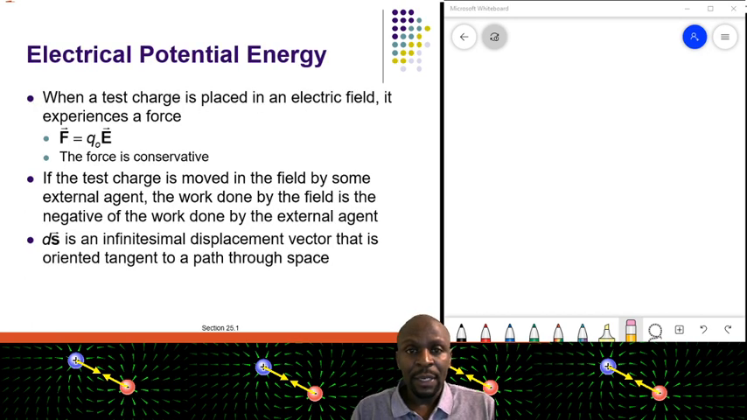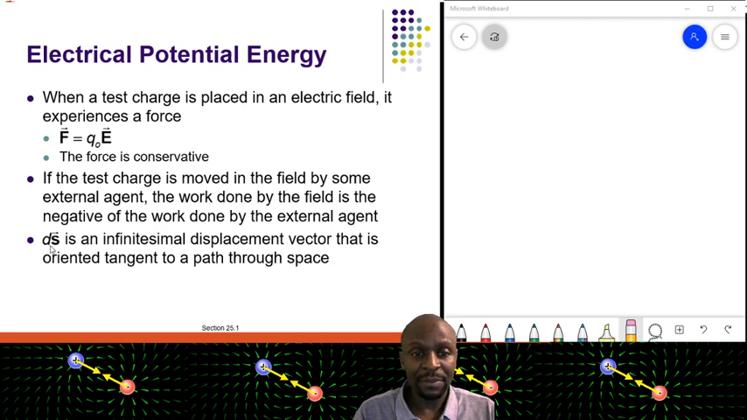Now, let us just start with potential energy. From chapter 23, we know that when a test charge of a certain magnitude Q naught is placed in an electric field, it will experience this force. That force is a conservative force. If the test charge is moved in the field by some external agent, the work done by the field is the negative of the work done by the external agent.